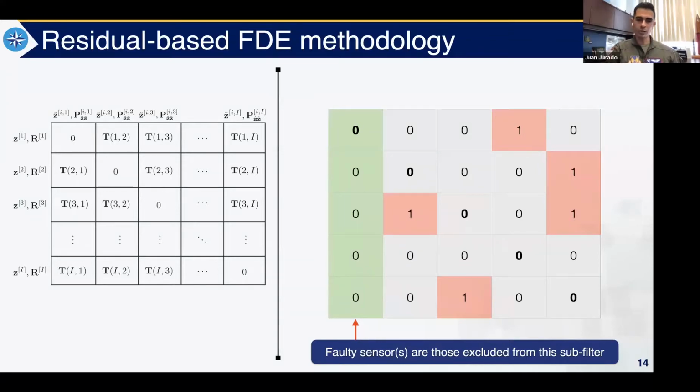The con to this is the computational efficiency of running hundreds of subfilters. But if you can do it, it works pretty well. I have an example at the end where I show you a double simultaneous fault. In that case, let's suppose this was n choose 2, then still the same rule applies, which means the sensors that were excluded from this column are the ones that are not faulty, if that makes sense.